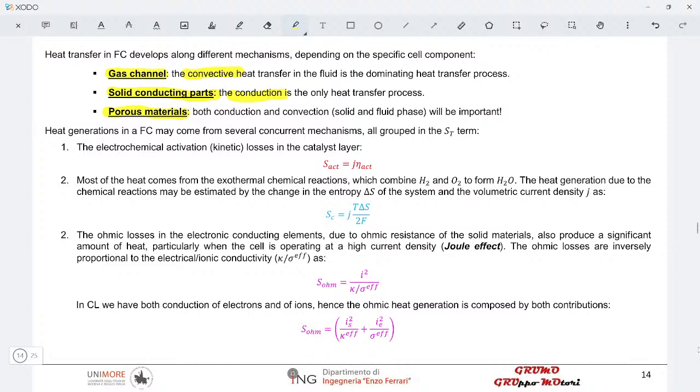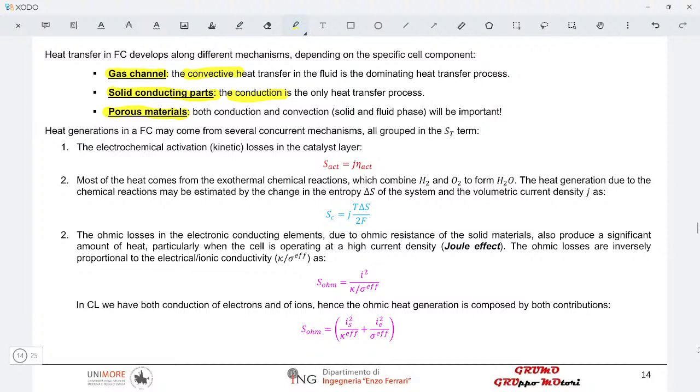I anticipated to you since the beginning, in porous materials where we have both these mechanisms, clearly the conduction through the solid fibers is by far the most effective mechanism for heat transport. So in gas diffusion layers, the role of heat transport is much more on behalf of the solid fibers rather than the fluids. But generally speaking, we have to account for both of them.